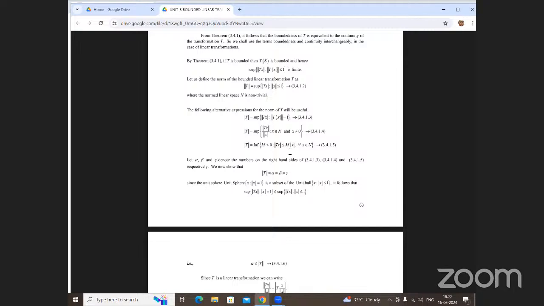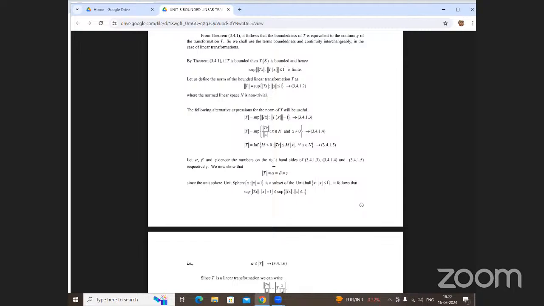According to the boundedness, norm T equals the infimum of M, where M is greater than 0, such that norm Tx is less than or equal to M into norm x. So, according to this condition, you have to take the norm of the transformation. Now, here alpha, beta, gamma denote the numbers on the right hand side.